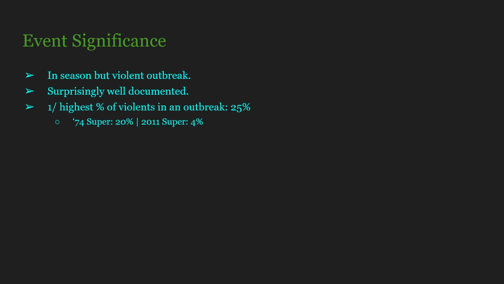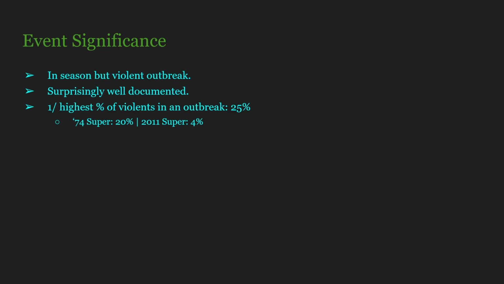I spoke about the 18 killer tornadoes earlier, but we're gonna focus right now on the violence. This outbreak has one of the highest percentages of violent tornadoes to happen in an outbreak. Granted, we're only talking 28 confirmed tornadoes, but still 7 violents. That is 25% of the tornadoes from this outbreak being violent. Not an easy feat to achieve.